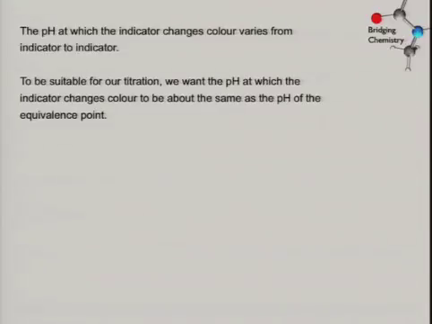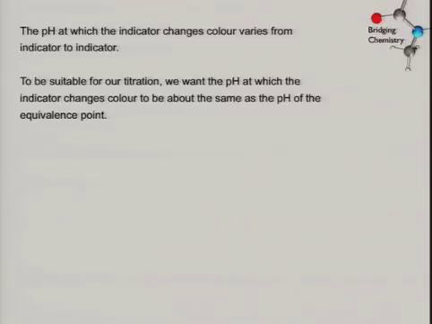The pH at which the indicator changes... No, I said don't write this down, I'm just going to read it. The pH at which the indicator changes colour varies from indicator to indicator. So different indicators have different pHs at which they change colour. So phenolphthalein changes colour at a particular pH. Bromothymol blue is different. Thymol green is different. To be suitable for our titration, what we want is the pH at which the indicator changes colour to be about the same as the pH of the equivalence point. Right? That kind of makes sense.